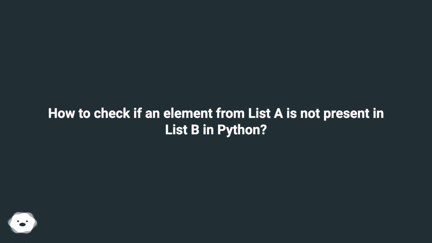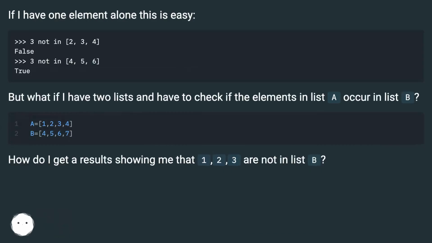How to check if an element from list A is not present in list B in Python. If I have one element alone, this is easy. But what if I have two lists and have to check if the elements in list A occur in list B? How do I get a result showing me that 1, 2, 3 are not in list B?